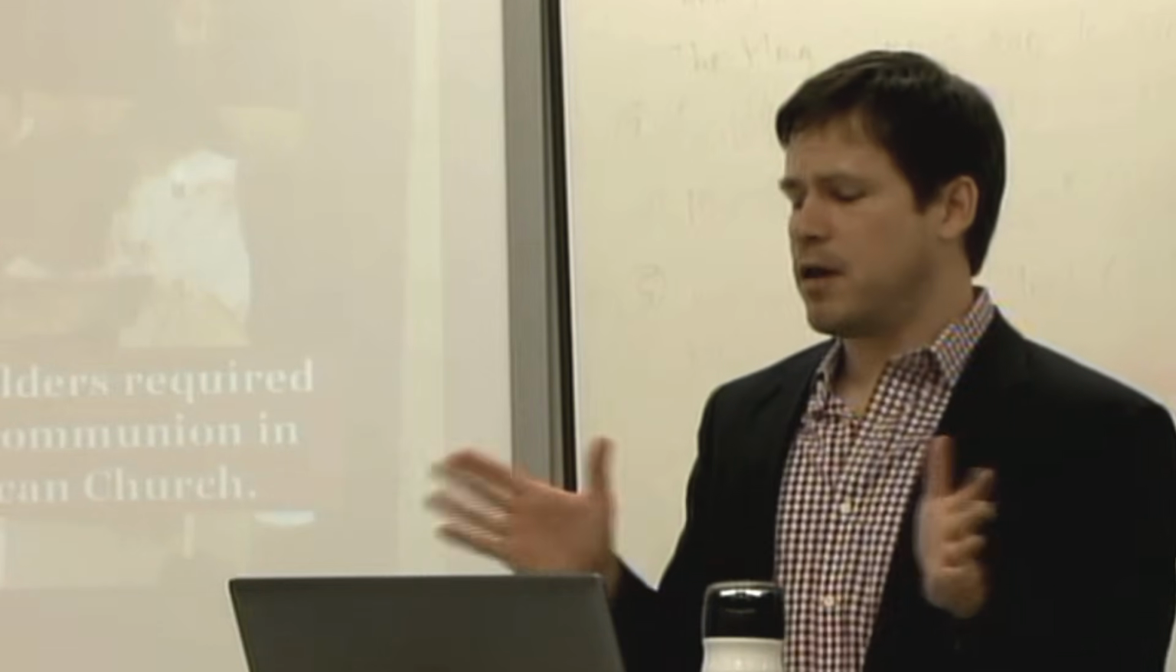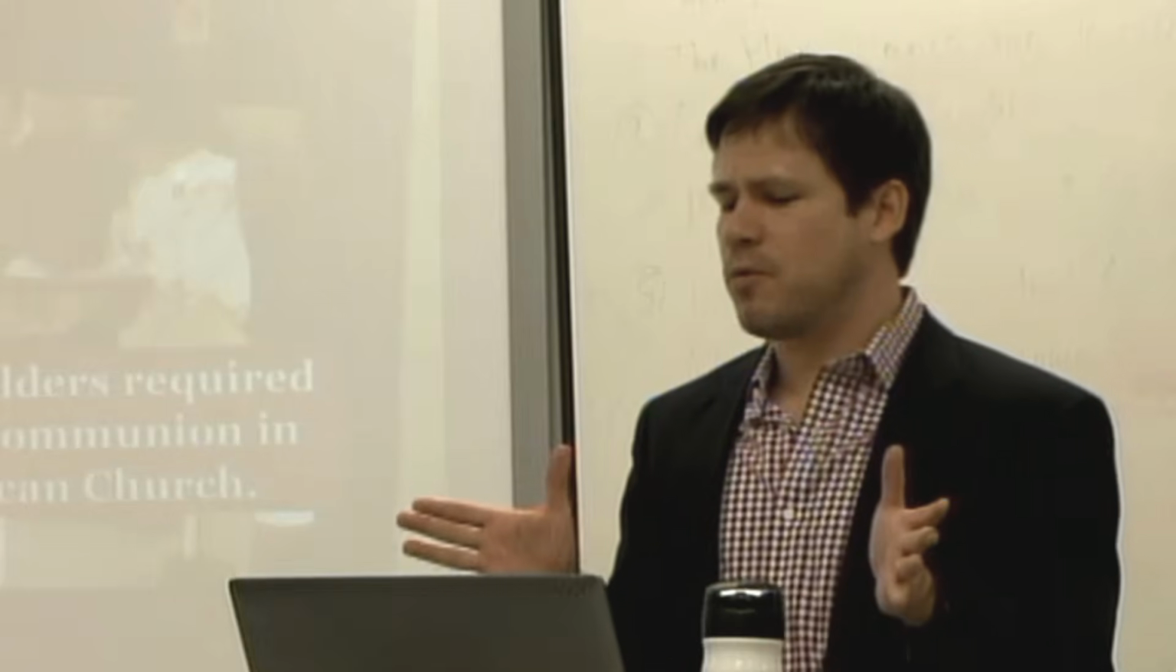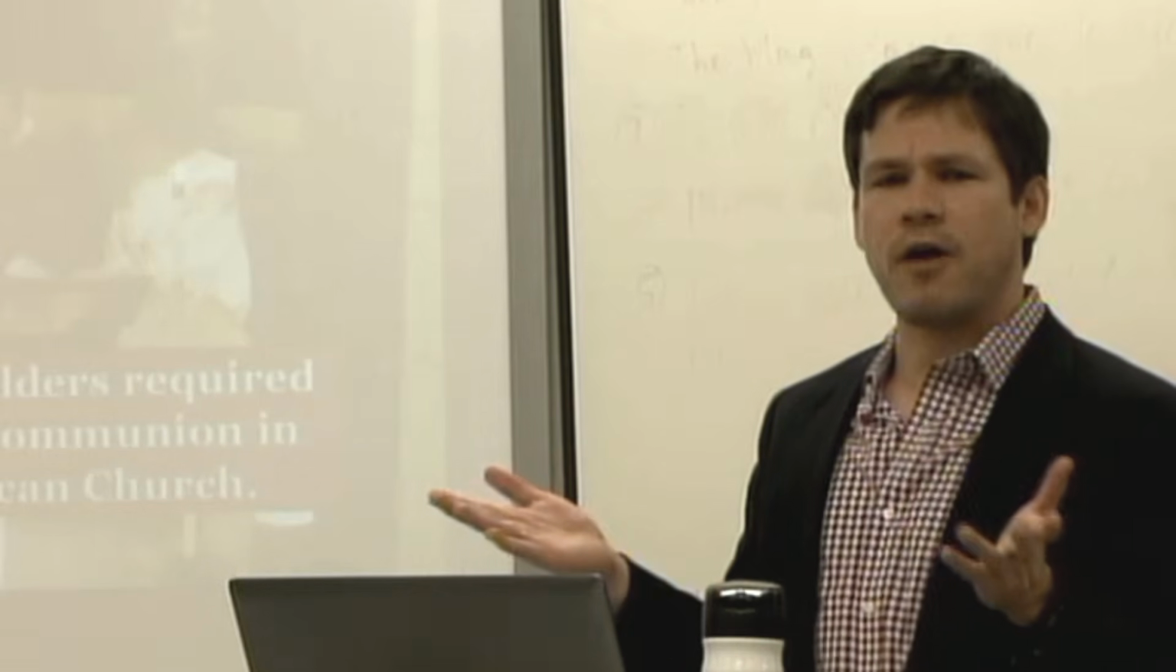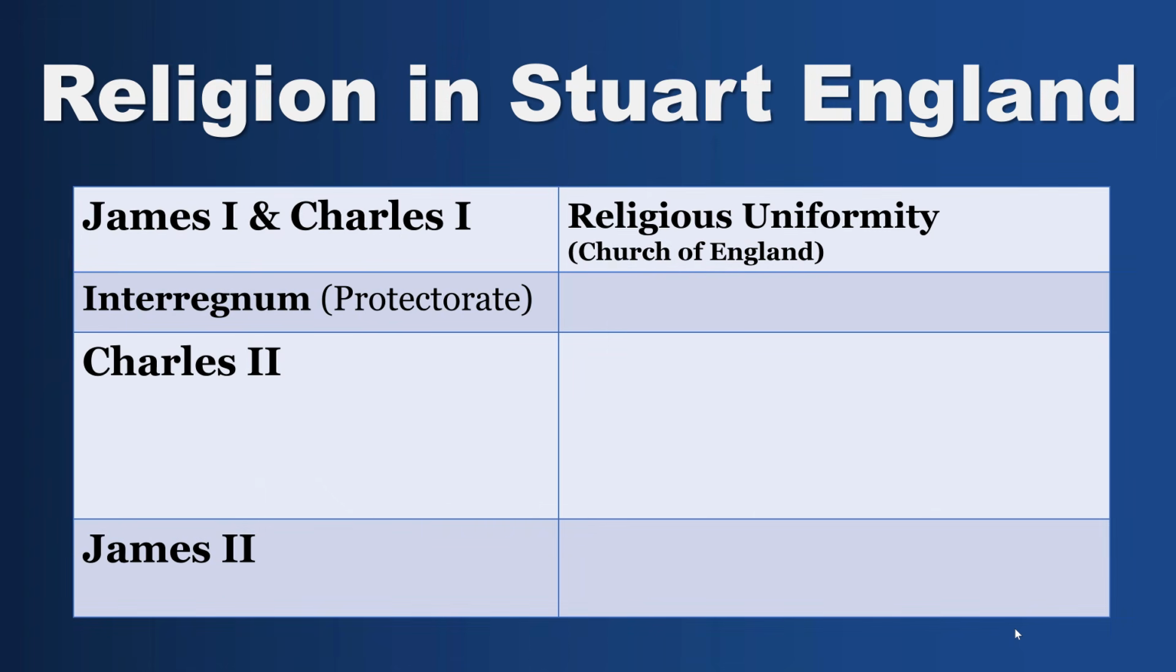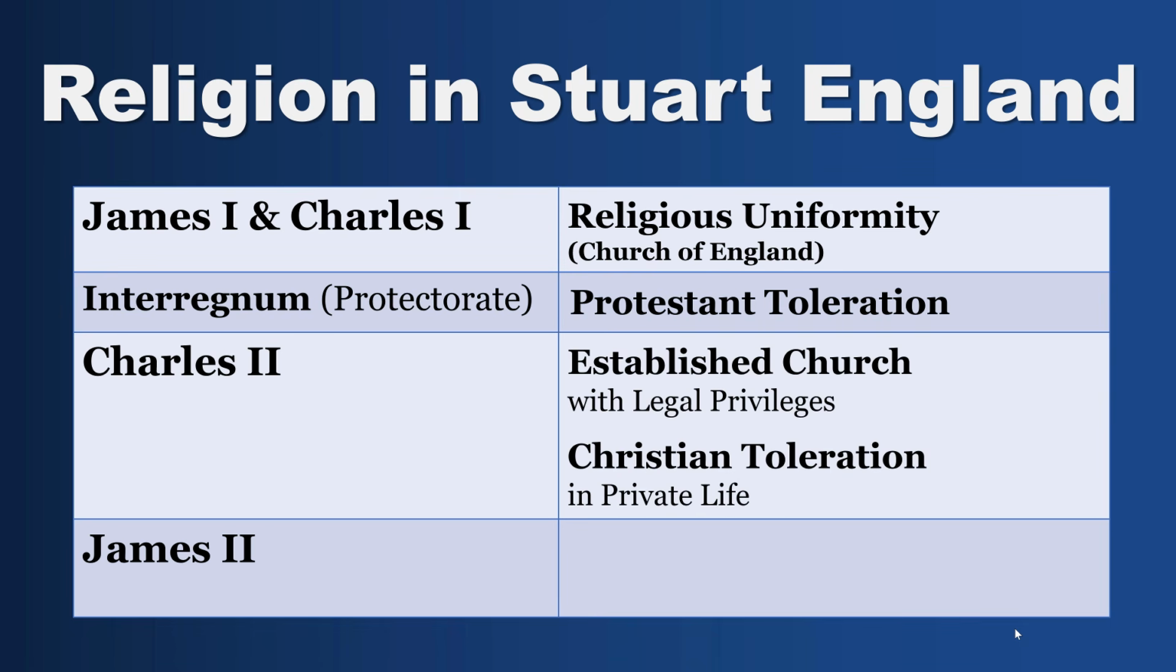Now, if you're in a private business and you don't have anything to do with the government, no big deal. You don't want to be a military officer, no big deal. But if you want to be in the government, you have to be in communion with the Anglican Church. And so what happens here is if we look back, James I and Charles I had insisted on religious uniformity. And then during the Protectorate, you had Protestant toleration. Now, with Charles II, you start to see with the Test Acts, an established church with legal privileges in public life, but Christian toleration in private life.